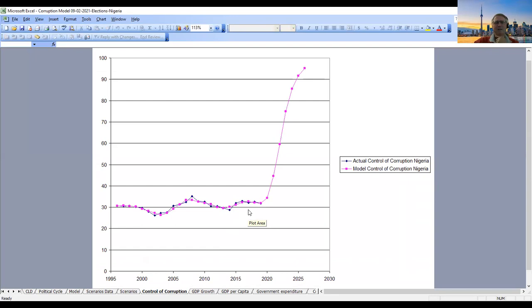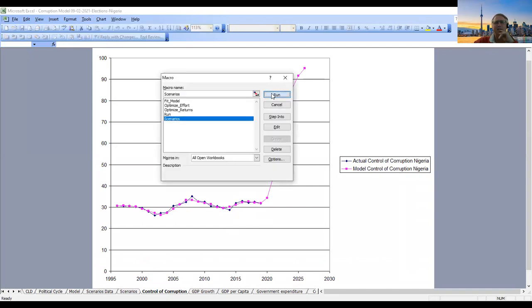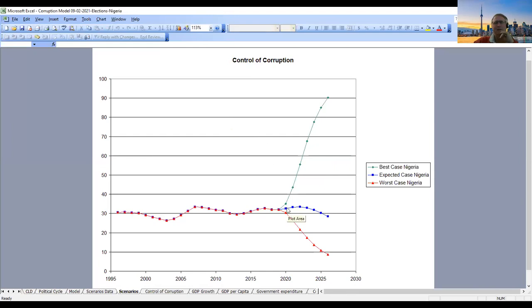So by targeting this effort, we can see the sensitivity of these institutions on control of corruption. And we can do these scenario analyses again, and we can see here that yes, the Nigerian case is that effort across the board to improve the institutions can have a large impact on control of corruption, and the neglect of those institutions can have a large negative effect. So it seems like if Nigeria applies effort, it can improve its control of corruption. So let's move on to the next country.